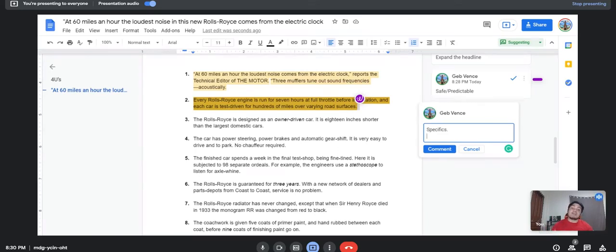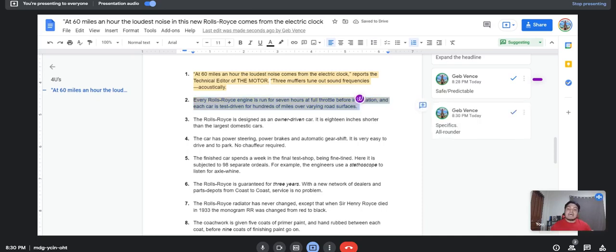Now, when you're looking at the car, it's also the same. Gahanap na, it's like the reader is already looking, now, what makes the car tick? And how do you say that it could drive better than the others? So, he answered the question. Kung psychologically you're gonna ask that question, that's the answer. Every Rolls-Royce engine is run for 7 hours at full throttle before installation, and each car is test driven for hundreds of miles over varying road surfaces. The surfaces, road surfaces, meaning it's an all-rounder. Yeah. That's what they're telling. Diba? They're really diving into the specifics.